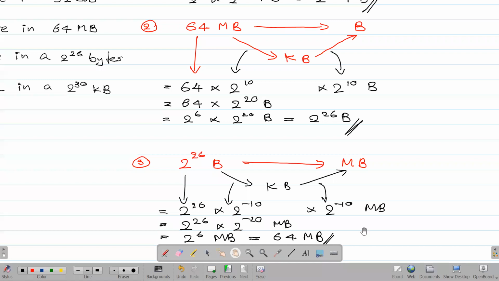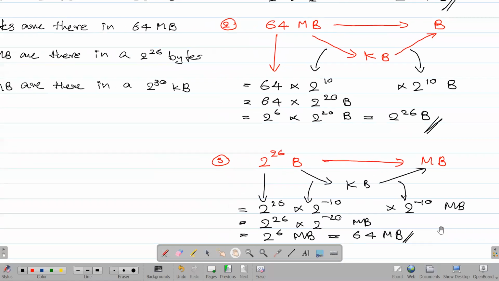Right. The fourth one, the conversion, is asking to convert 2 to the power 30 kilobytes into gigabytes, right? So kilobyte to megabyte and megabyte to gigabyte.